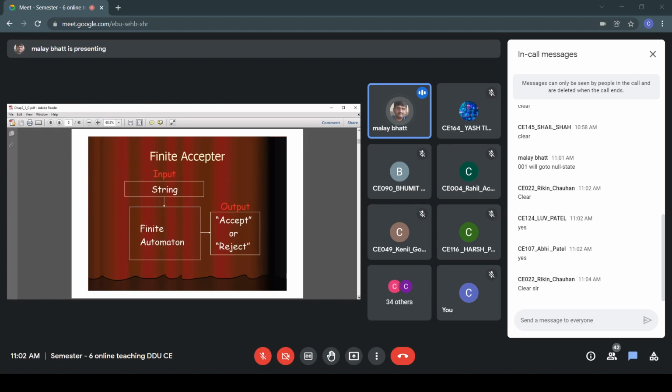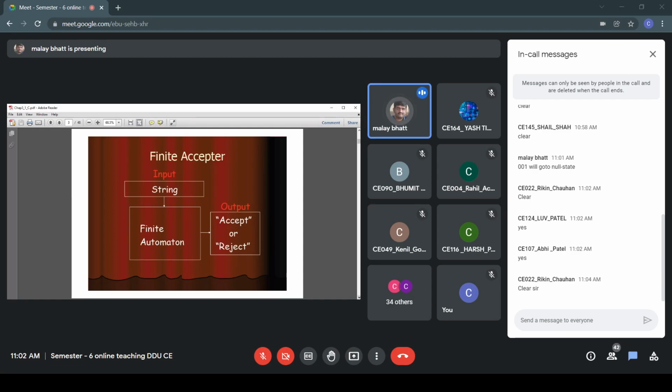Finite automata has some input pattern, that is the input string which we want to check, and we have the diagram that is known as a finite automaton. Automaton is singular and automata is plural. We give the input string to the diagram, and the output will be either the string is accepted by the machine or rejected by the machine. If we end up the string in the accept state, then it is accepted by the machine.